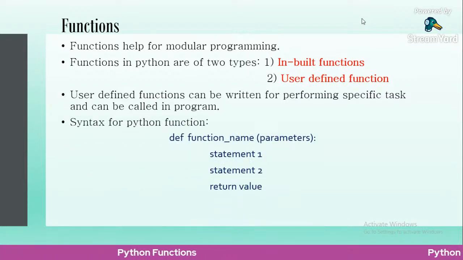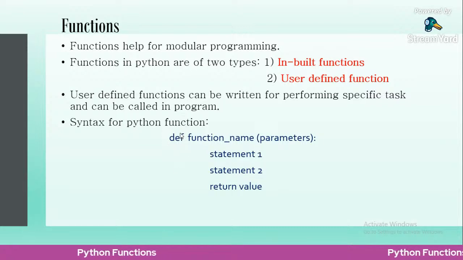Now, what is the syntax of a Python function? You must remember the syntax. How can you define the function? There is the word def. Then you give the function name. Then simple brackets, where you pass the parameters. Put the colon. Once you press enter, it will keep some space, that is nothing but indentation. Then as per your requirement, you can write multiple statements and you can return the value. This is the syntax of the Python function.